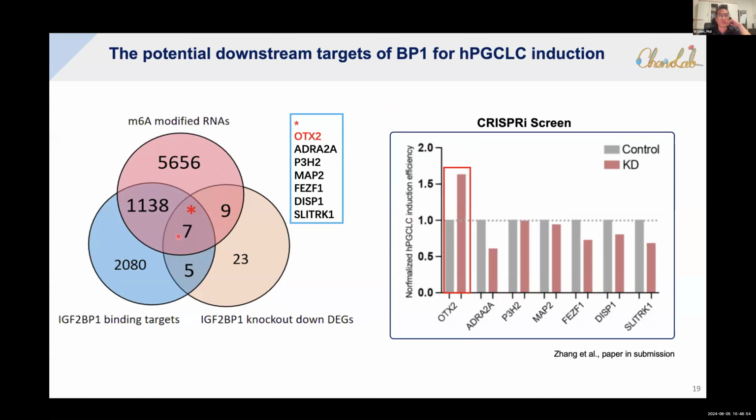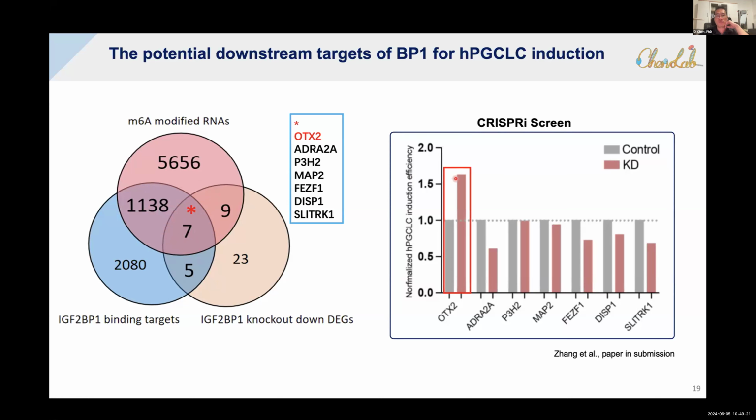And also in previous work, it has been discovered that BP1 is involved in stabilizing mRNAs. So when BP1 is knocked out, the key downstream gene should be downregulated, because BP1 stabilizes it. Without BP1, it will be degraded. So we overlapped these three categories of RNAs, and we found that there are 7 genes that match these criteria.